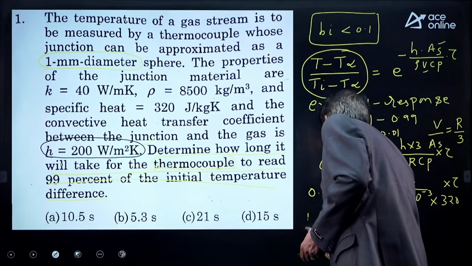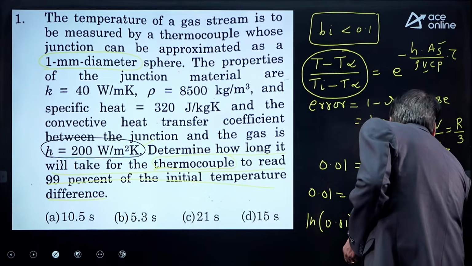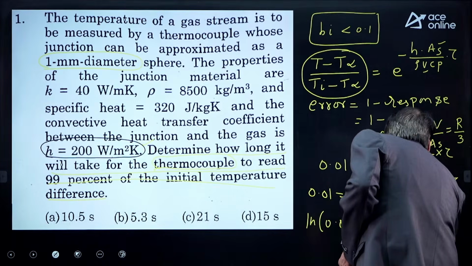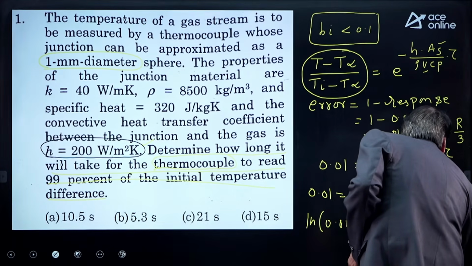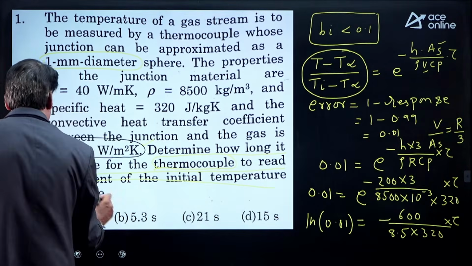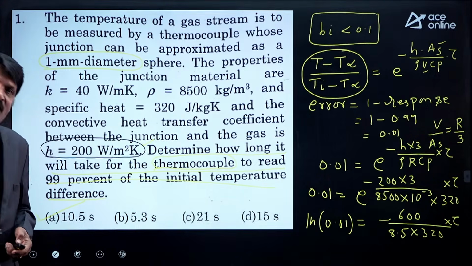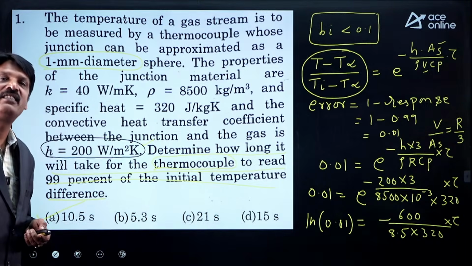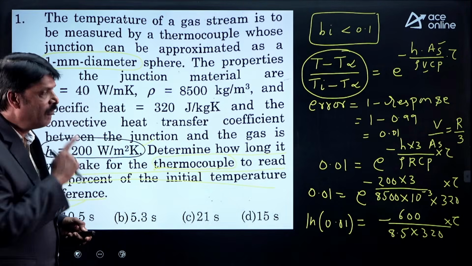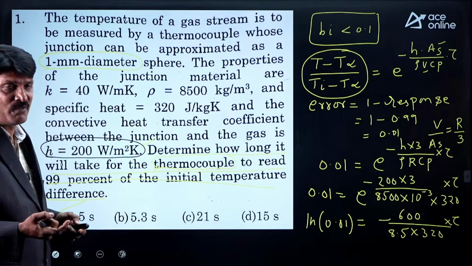Take logarithms on both sides. Log 0.01 is equal to minus 600 divided by, this value becomes 8.5 into 320 into tau. This value comes out to be 10.5 seconds. Within 10.5 seconds, the thermocouple will measure the temperature accurate up to 99% with an error of 1%. One of the beautiful questions in lumped heat capacity analysis, transient heat conduction problems.